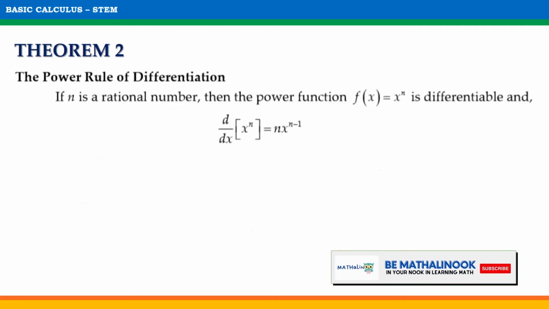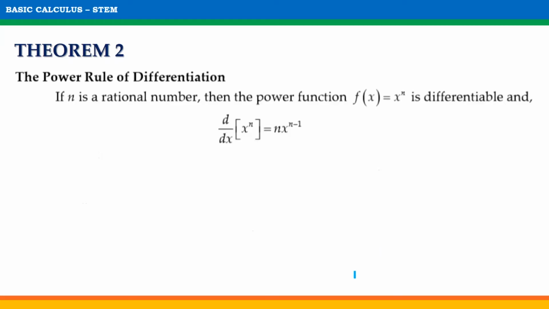The second theorem is the power rule of differentiation. If n is a rational number, then the power function f of x is equal to x raised to n is differentiable, and d over dx of x raised to n is equal to n times x raised to n minus 1. The rule indicates that to get the derivative of an algebraic function in the power form, we make the exponent n of the power the coefficient, then copy the base x, and then supply the new exponent n minus 1.